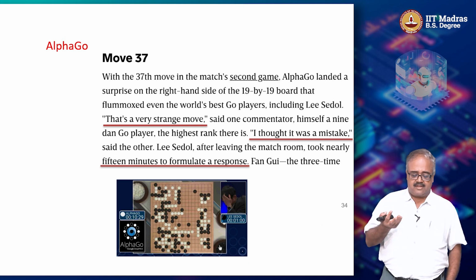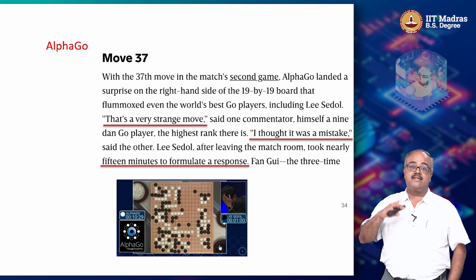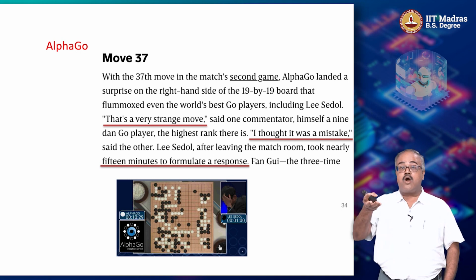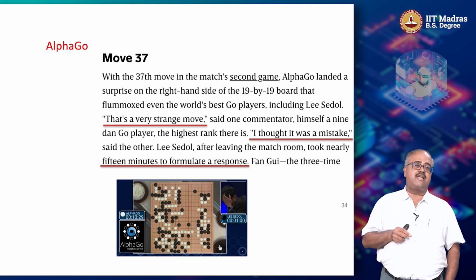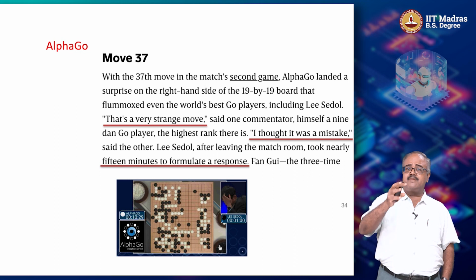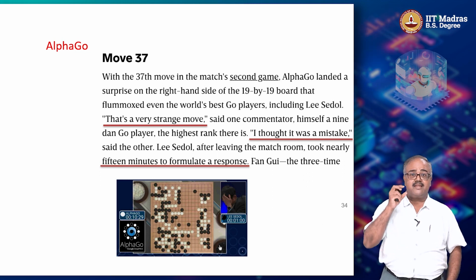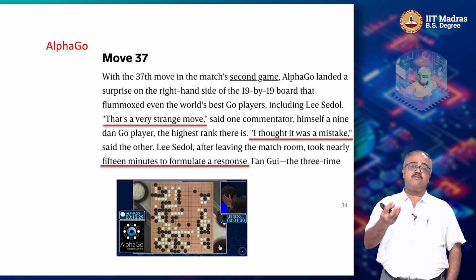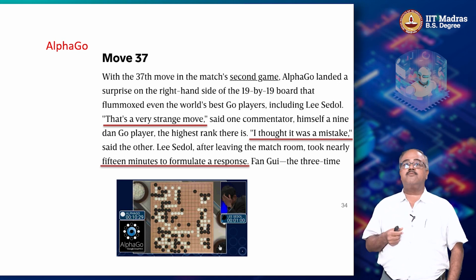Look at this. One commentator said that's a very strange move, right? And another grandmaster who was there said, I thought the agent made a mistake, right? But Lee Sedol knew something was happening. So he thought and thought and thought. It took about 15 minutes for him to come up with a response to that move, right? And it turned out that that was the winning move. There was no way that Lee Sedol could actually come back from that move, and he ended up losing the game, right?